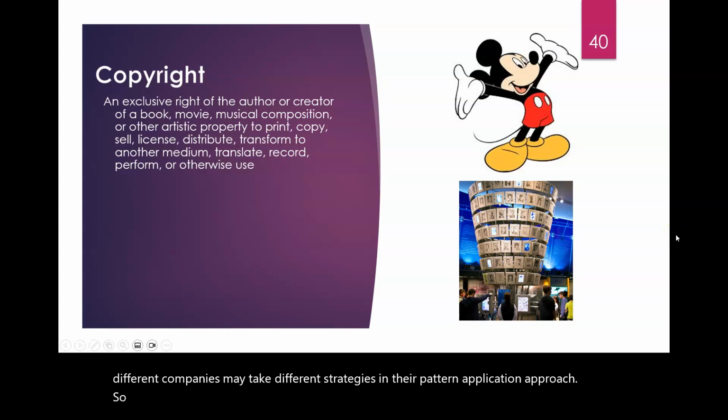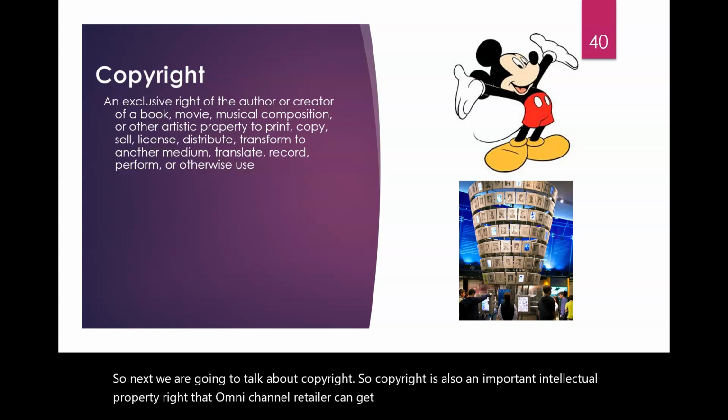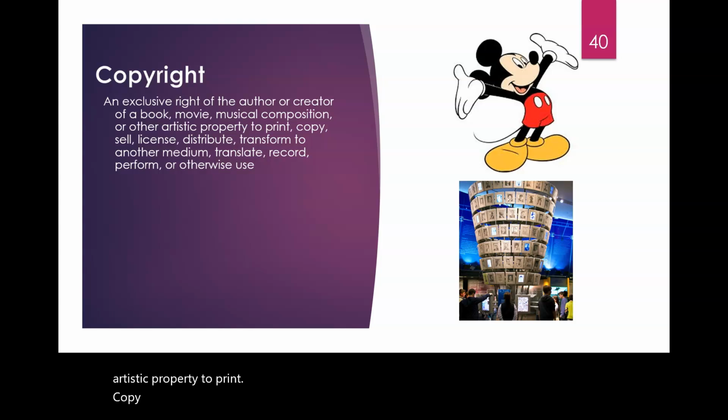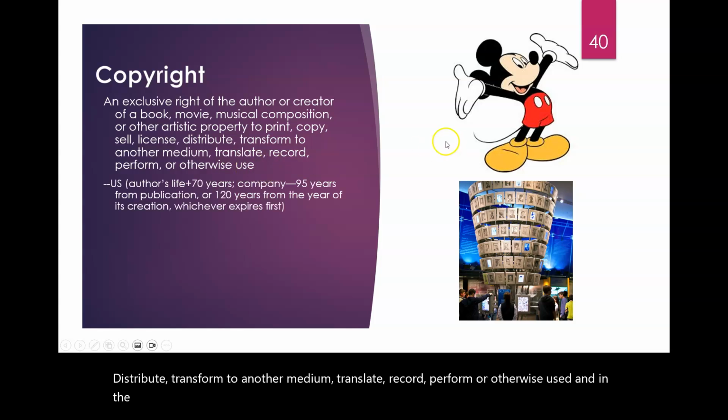So next, we are going to talk about copyright. Copyright is also an important intellectual property right that an omnichannel retailer can get. Copyright refers to an exclusive right of the author or creator of a book, movie, musical composition, or other artistic property to print, copy, sell, license, distribute, transform to another medium, translate, record, perform, or otherwise use it. And in the US, copyright is protected for the author's life plus 70 years.